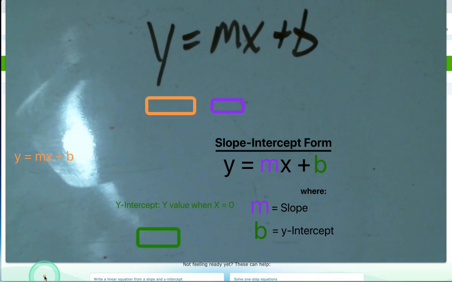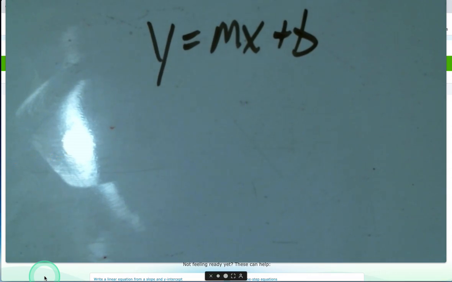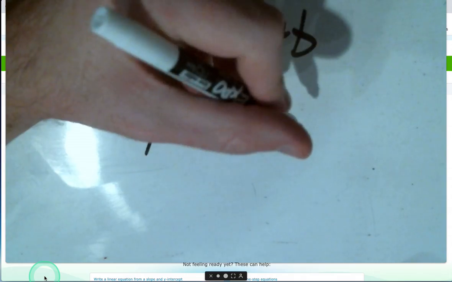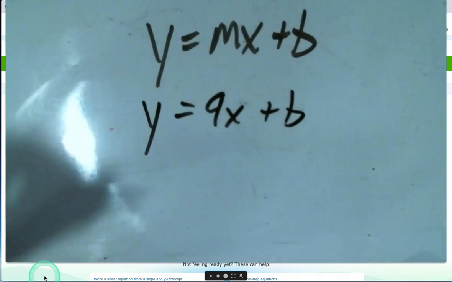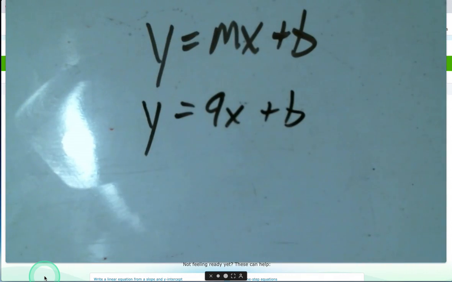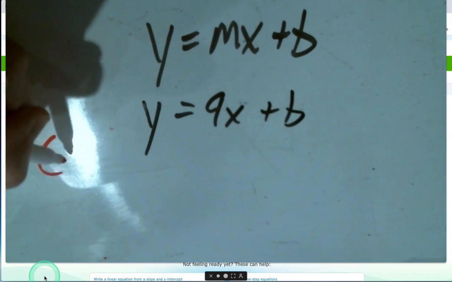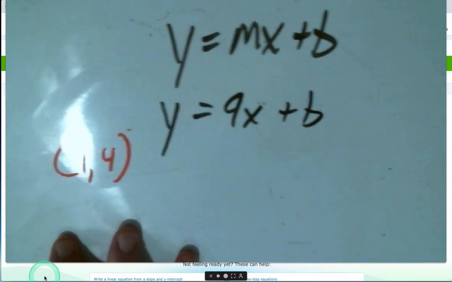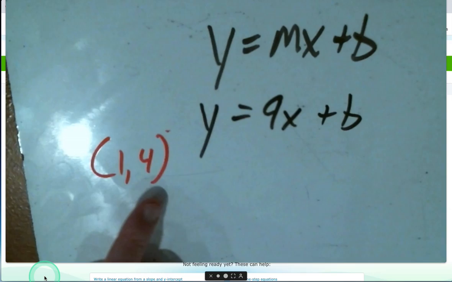Oh, let me get rid of some of those notes. I know the slope is 9. And I don't know the y-intercept yet. But I do know, however, that they told me the line goes to the point 1 for x and 4 for y. Recall that they told us not only the slope was 9, but that this point goes through 1 for x and 4 for y.